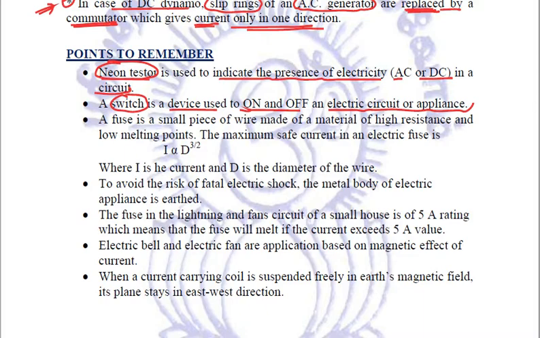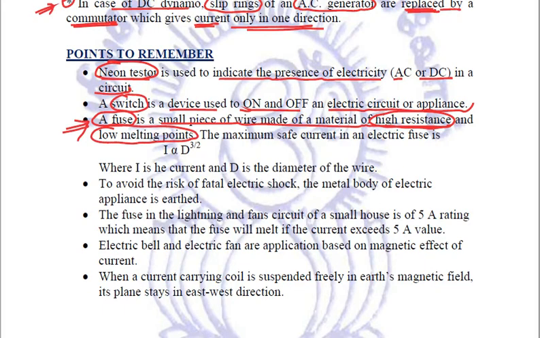Next, fuse. This fuse we have studied in great length in the chapter electricity, the last part, heating effects of current. So just to have a brush up, what is a fuse? It is a small piece of wire made of a material of high resistance and low melting point.